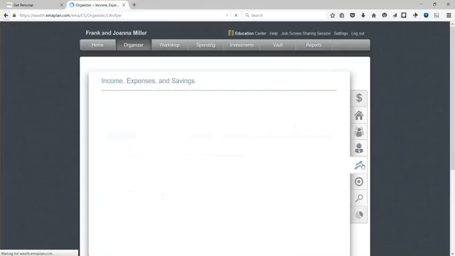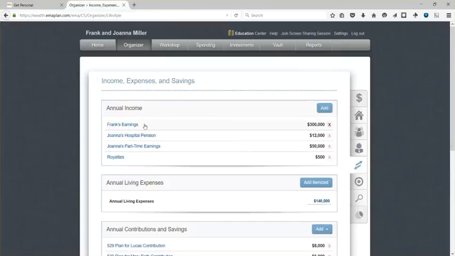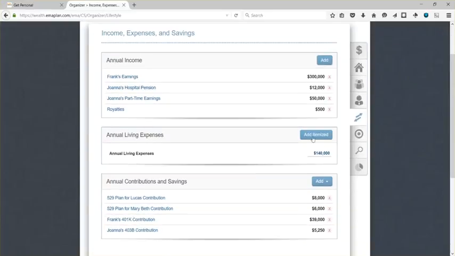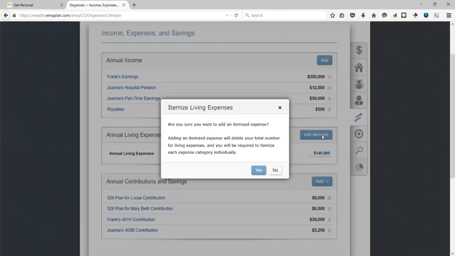So income, expenses, and savings, there's an opportunity. You can manually add your incomes and manually create living expenses, or you can make your living expenses an itemized figure where you create budgets to do a number of things. We'll do a whole other video on this subject, so I'm going to sort of pass on it now.